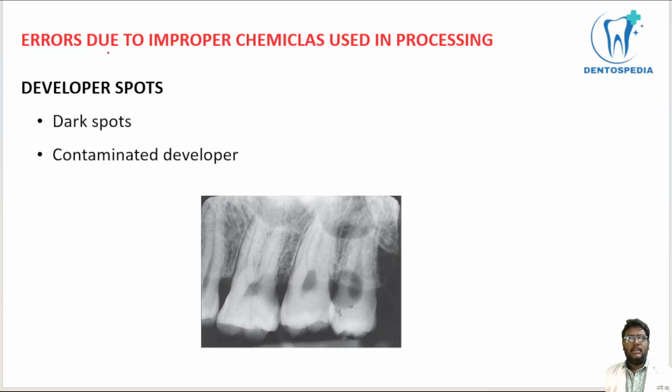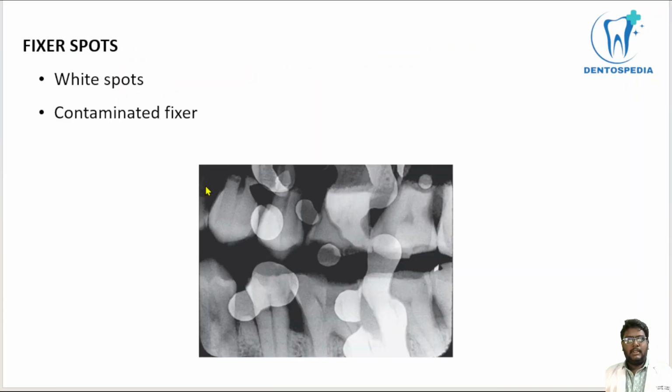Coming to the errors due to improper chemicals used in the film processing. We have the developer, which has a certain composition, and if there is any contamination in the developer, we will get this kind of radiolucent dots here. And if there is any contamination in the fixer solution, we will get this kind of white spots. That's why we have to replenish the chemicals once in a while.